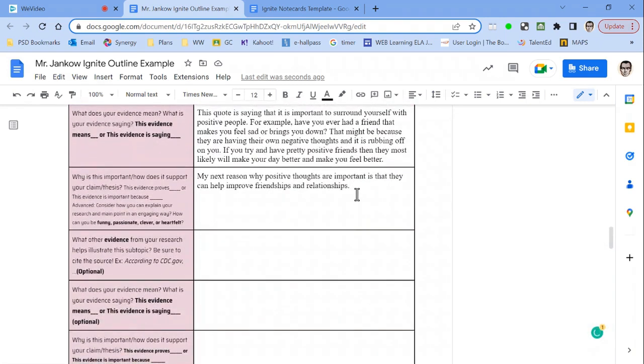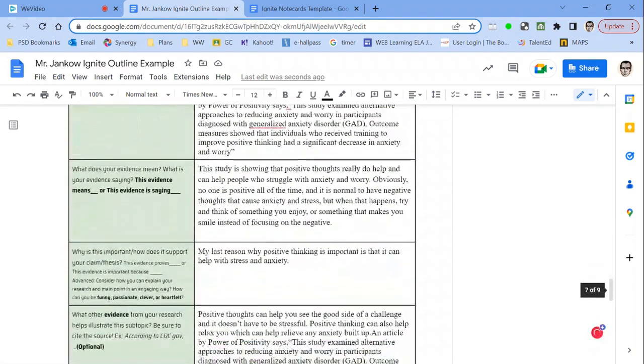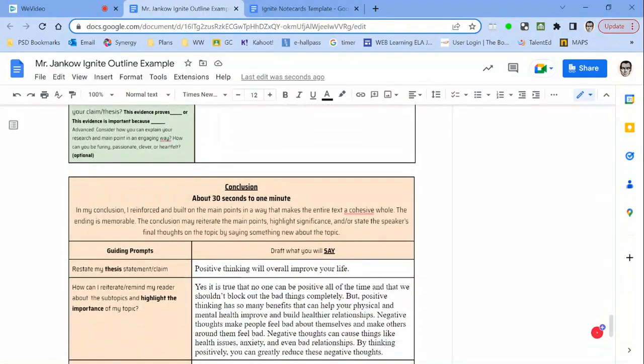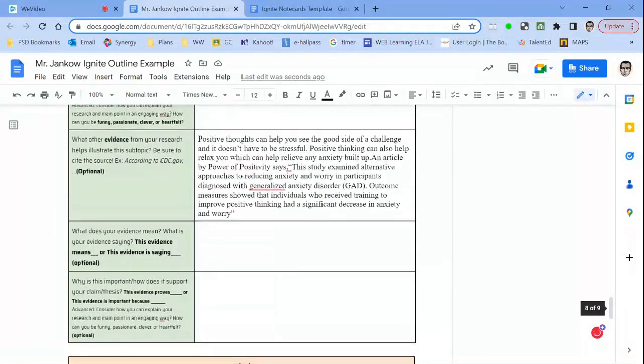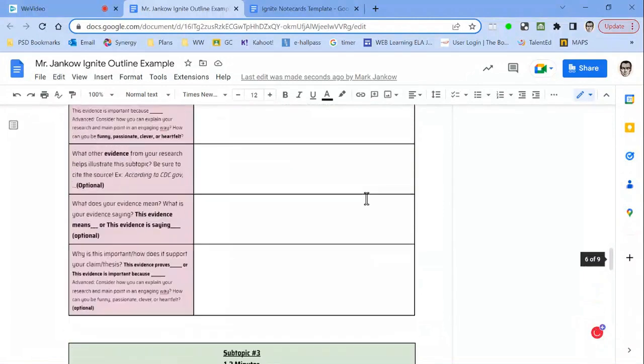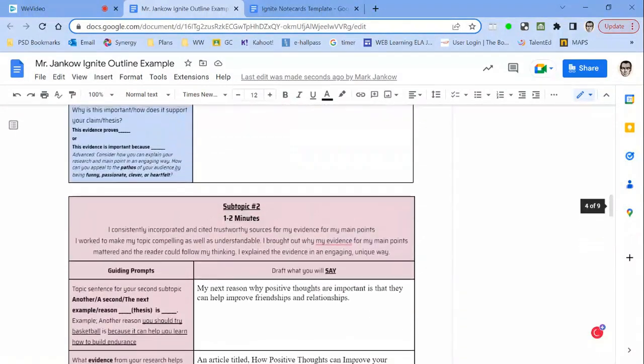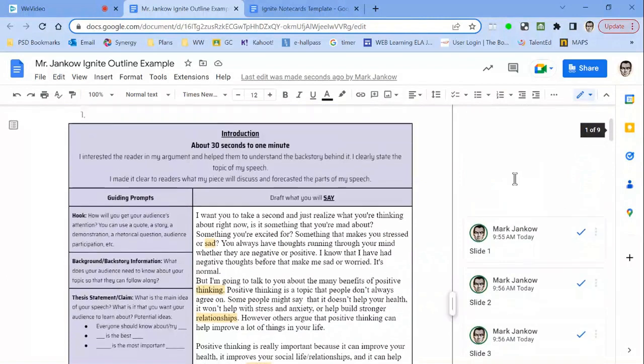And I have a slide that ends at the end of subtopic 2 and subtopic 3, and then at the start of my conclusion, before I get there. But I'm going to go through my whole speech, and I'm going to time it out in 15-second intervals, then with all the slides.